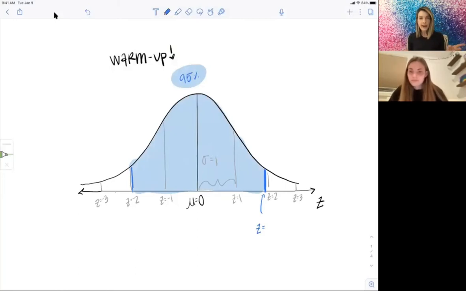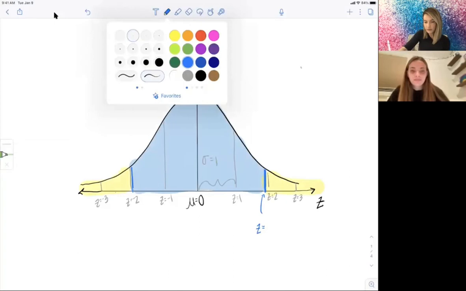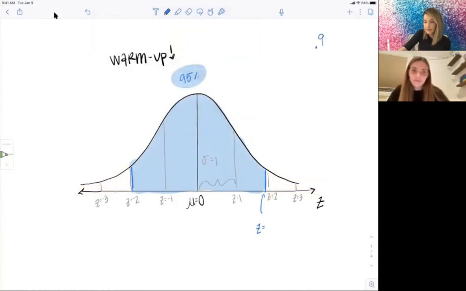So if we have 95% of the area in the middle of this curve, what percent do we have to share between these two tails? What percent is left over? We'll have 5% in total, right? Right. So I'm just going to note over here on the side that the in-between area is 95% in decimal form. So we have 5% to share between the two tails, putting that in decimal form. So how much is in each tail?